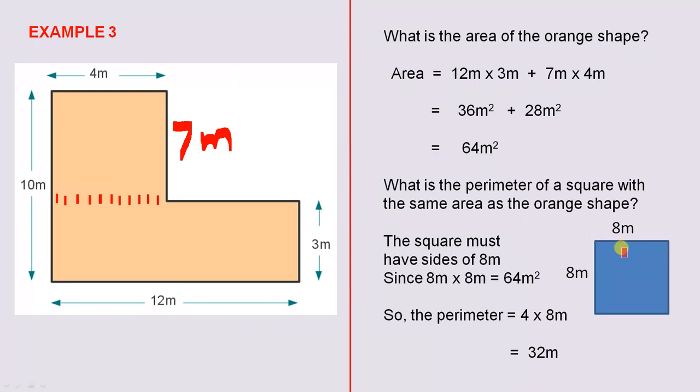Now, if it's a square and it has the same area as the orange shape, that means each side of the square must be 8 metres, because 8 metres by 8 metres is 64 square metres. Well, to find the perimeter, you just add all those sides up. There are 4 of them, because they're all the same, 4 times 8 metres is 32 metres. And that's the perimeter of the square.